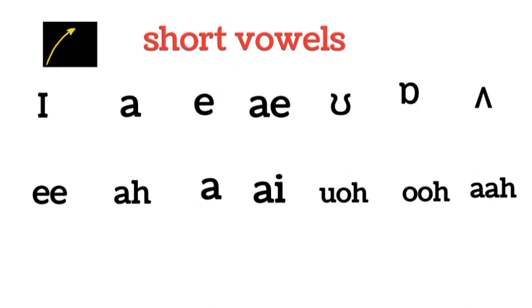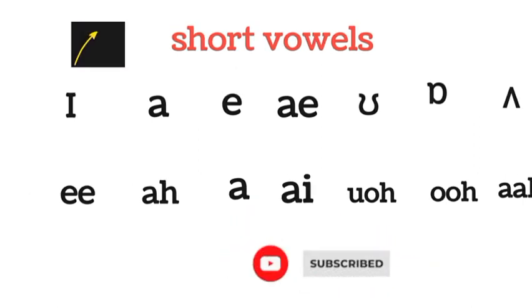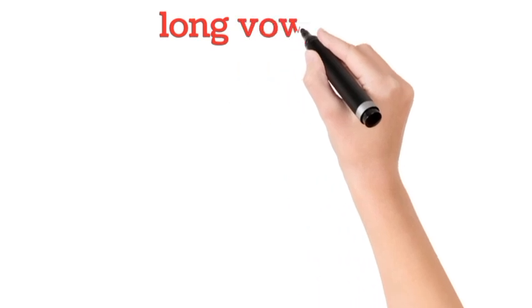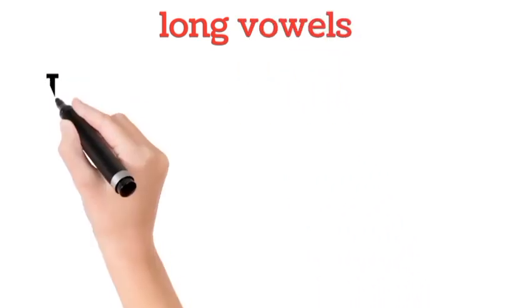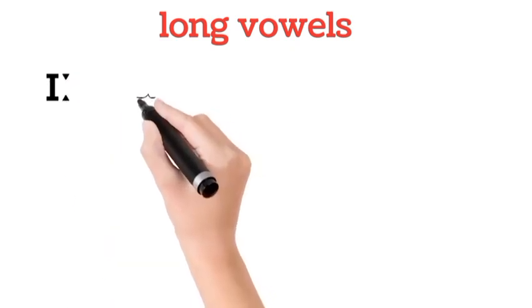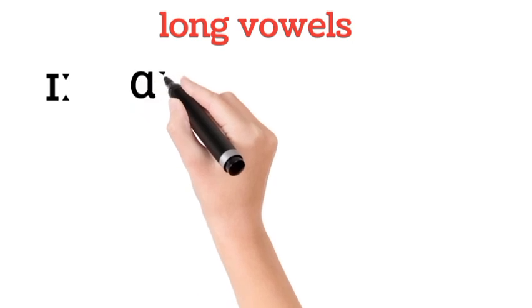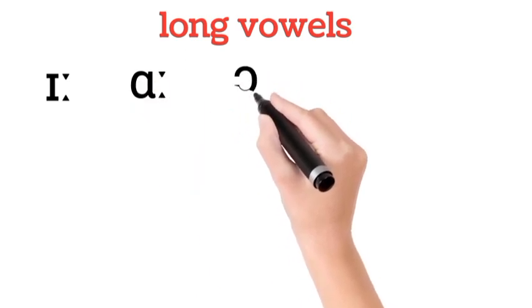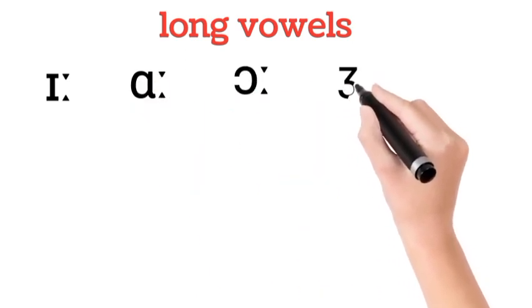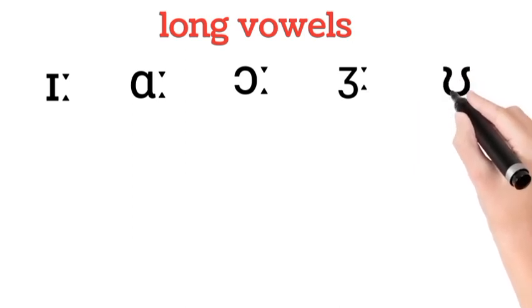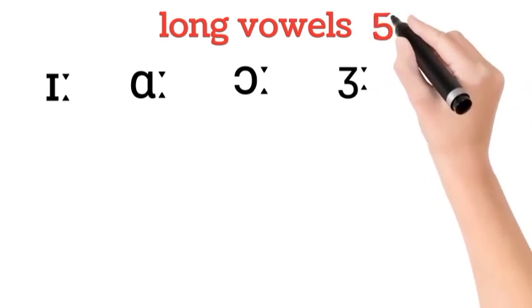Next we are going to discuss long vowels. There are 5 long vowels, and these are as under. These are the long vowels, and the first one is E.